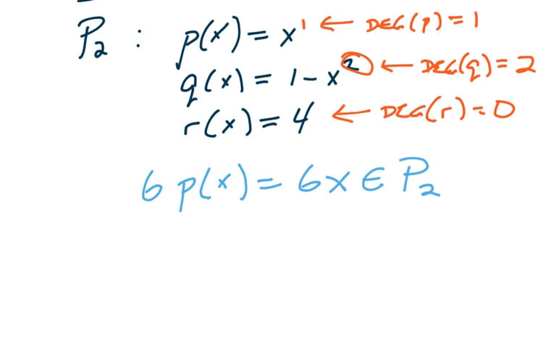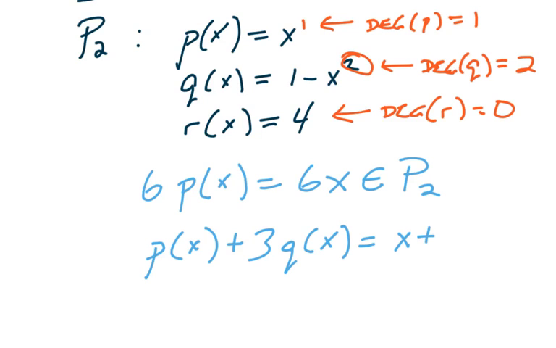And if I take p of x plus 3q of x, so I'm looking at a linear combination of two of them, well, this is just going to be x plus 3 times 1 minus x squared.